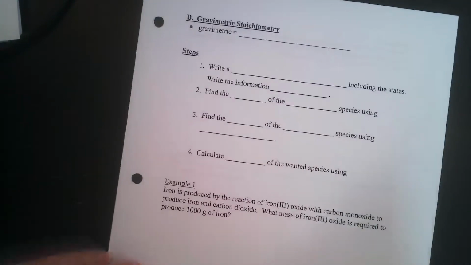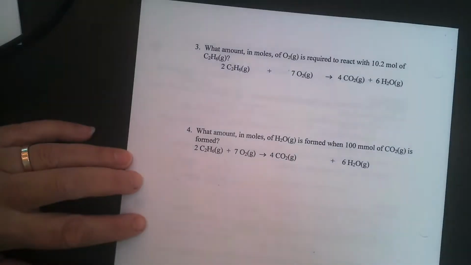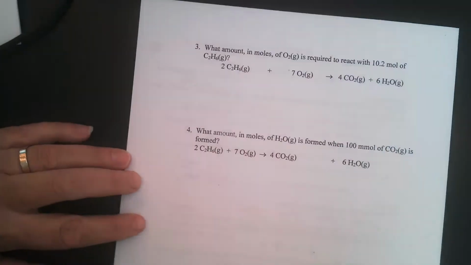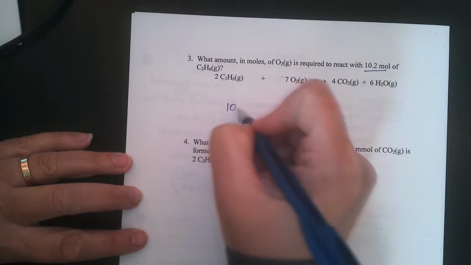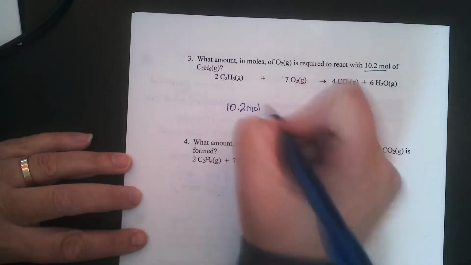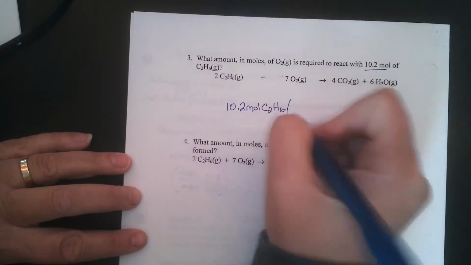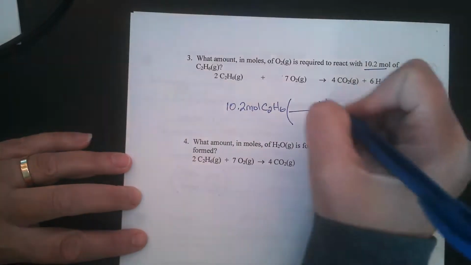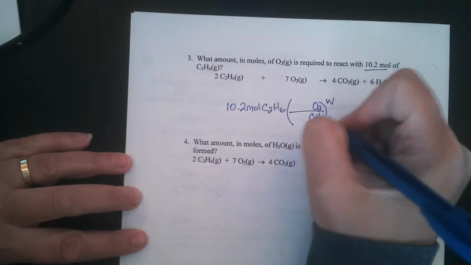Gravimetric stoichiometry. Oh, I'm missing an example. Here we go. I was like, wow, we skipped. Okay. What amount in moles of oxygen is required to react with 10.2 moles of ethane? So again, we start with what we have. We have 10.2 moles of C2H6. The question is asking us how much O2 versus how much C2H6.